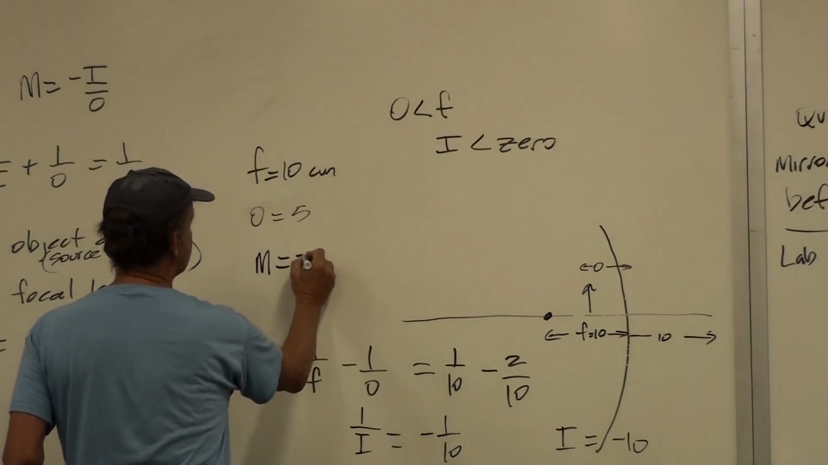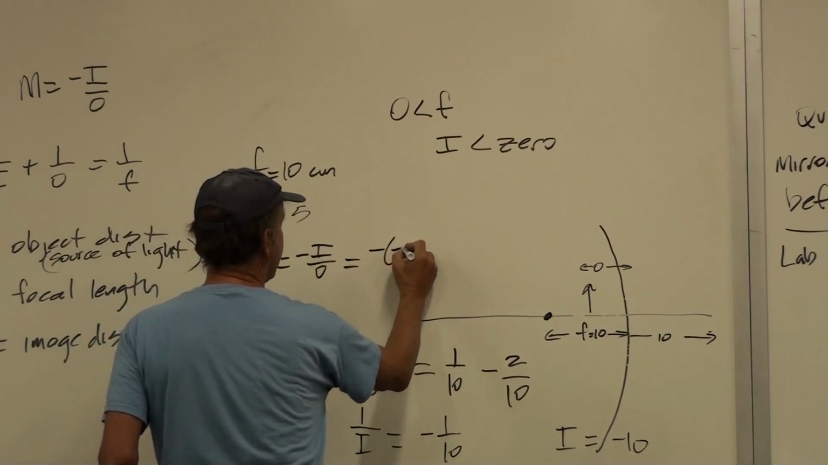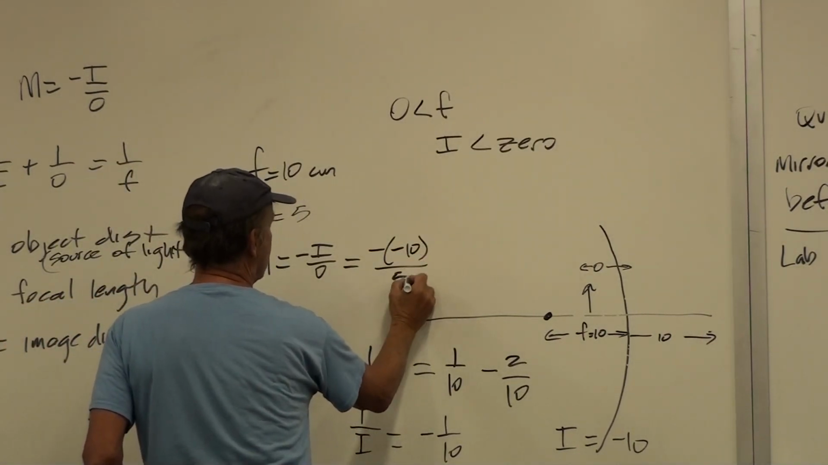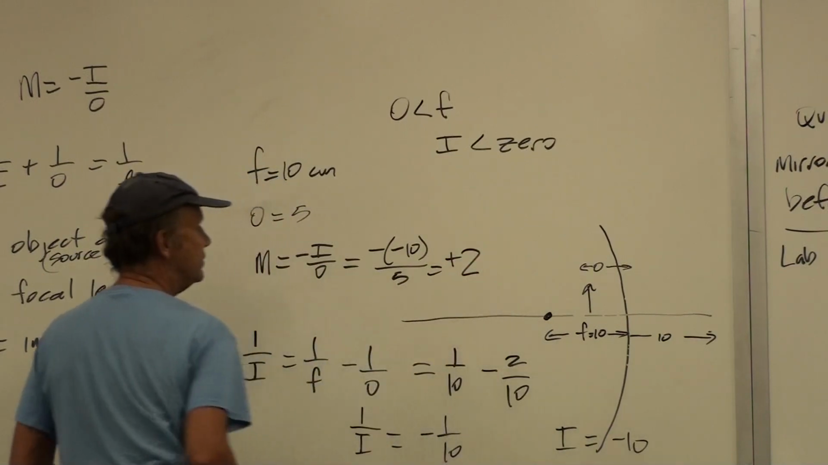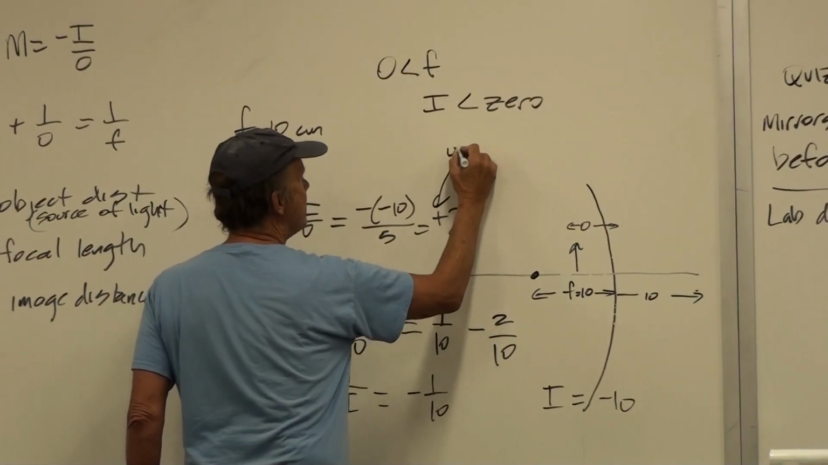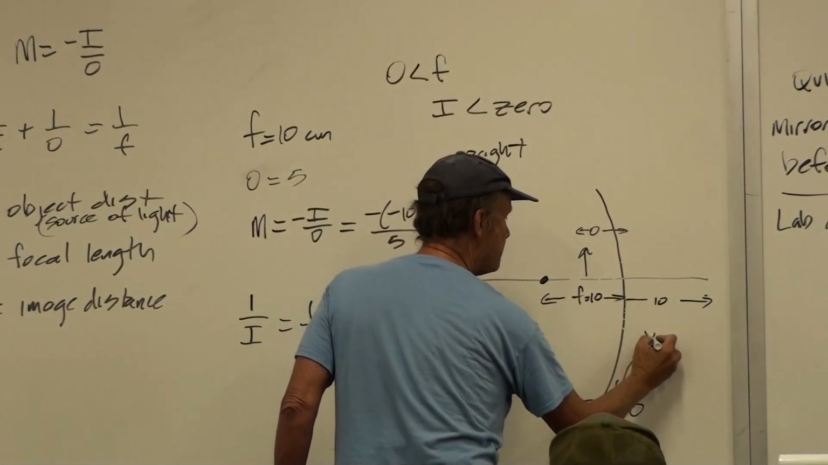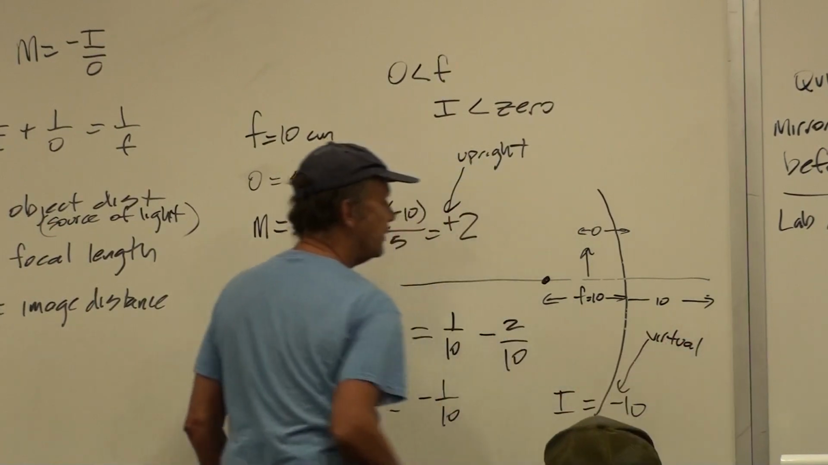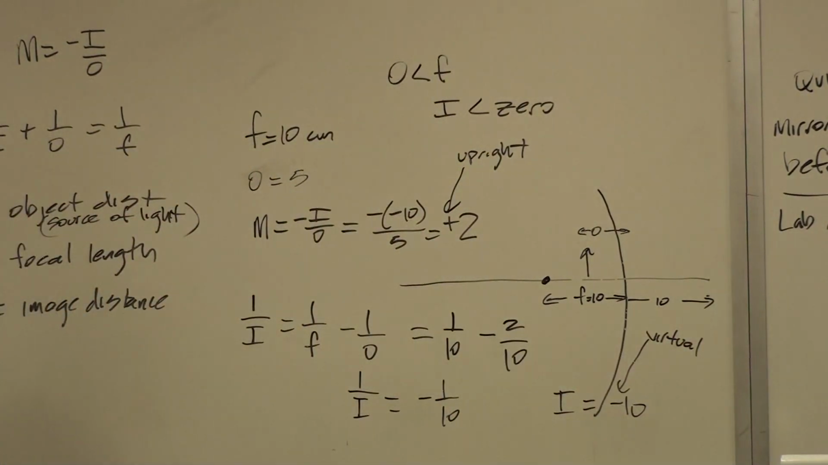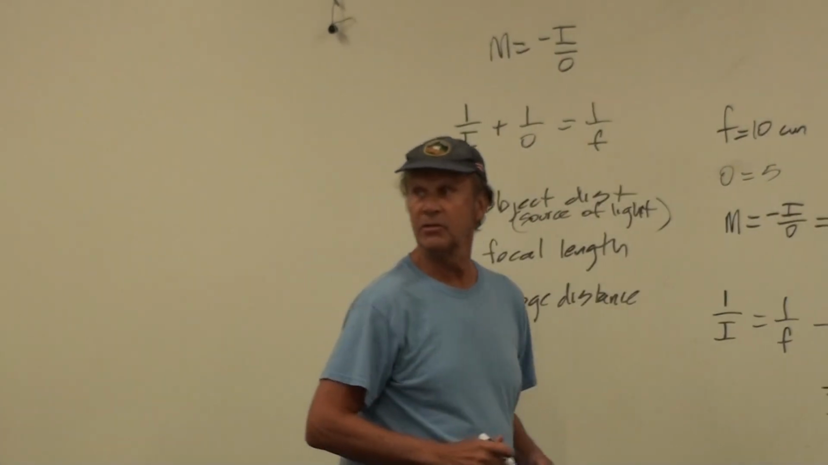Well, my magnification is going to be minus I over O. So in this case, that's going to be minus a negative 10 divided by O, which is 5. So that should give me a plus 2. So in other words, when I draw my ray diagram, I'm going to expect an upright image. The plus means upright. The minus here means virtual, meaning that the light doesn't really come from that location, but it just looks that way to the eye because the eye is extrapolating along straight line paths to the apparent source.